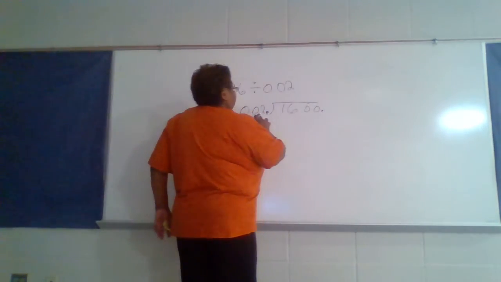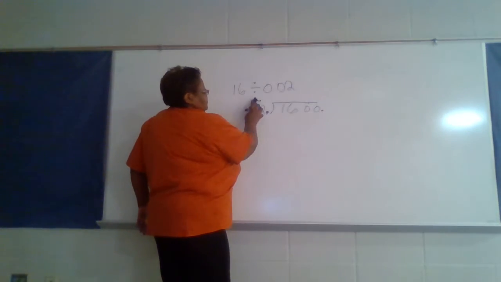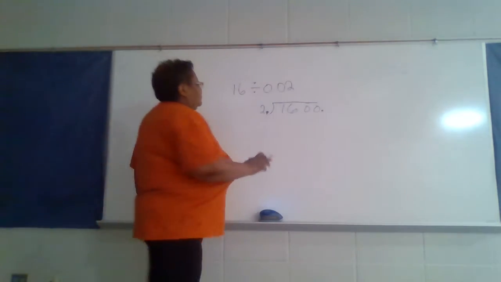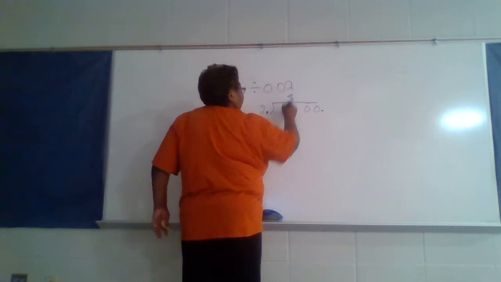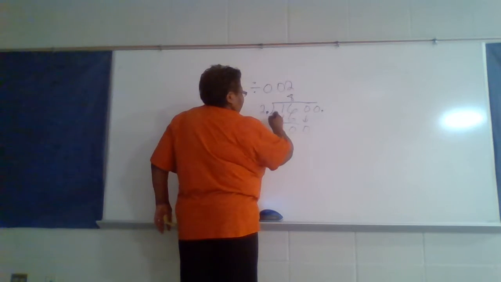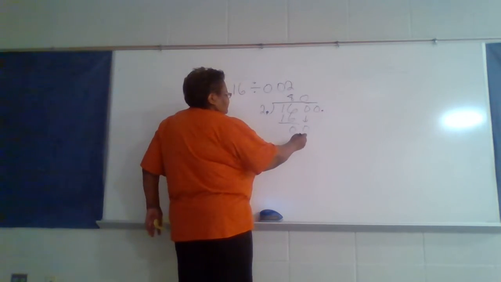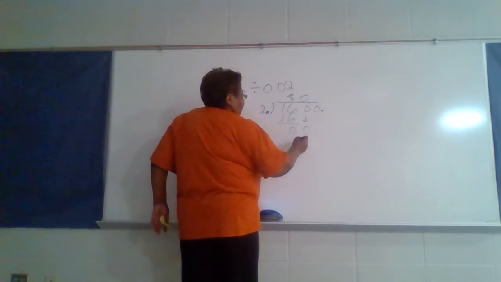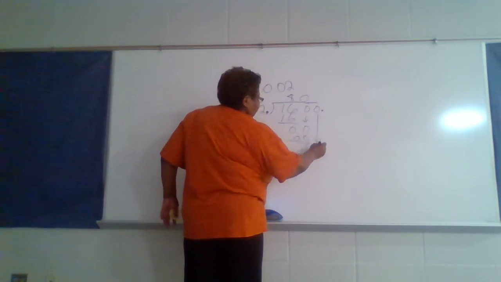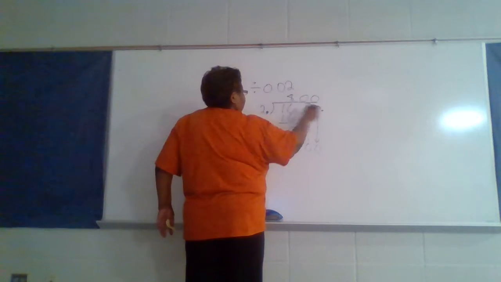So this is what you end up with: 2 into 1600. Now we can work this out. 2 goes into 16 8 times. Subtract, get 0. Bring that 0 down. 2 goes into 0 0 times. 2 times 0 is 0. Bring this 0 down. 2 goes into 0 0 times.